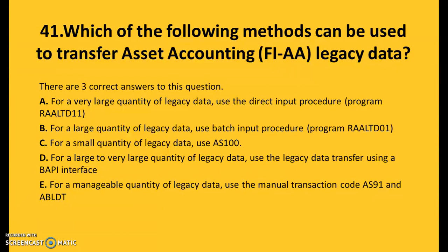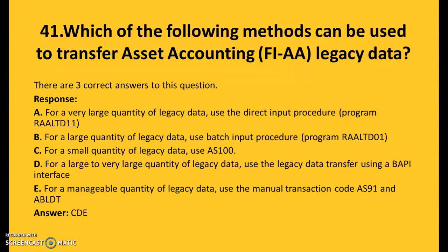So there are three correct answers for this: C, D, and E. For a small quantity of legacy data, use AS100. For a large to very large quantity of legacy data, use the legacy data transfer using a BAPI interface. And for a manageable quantity of legacy data, use the manual transaction code AS91 and ABLDT as well.